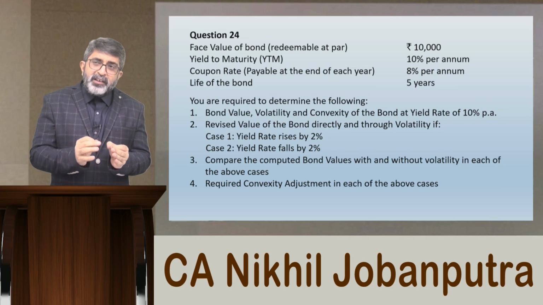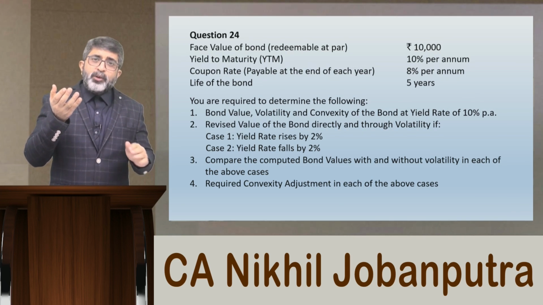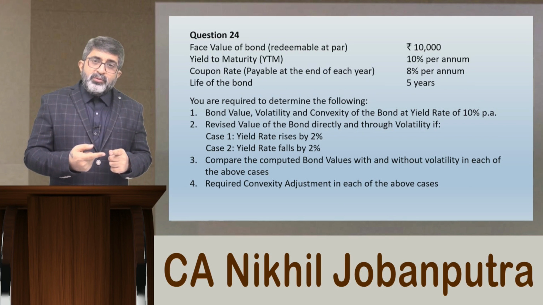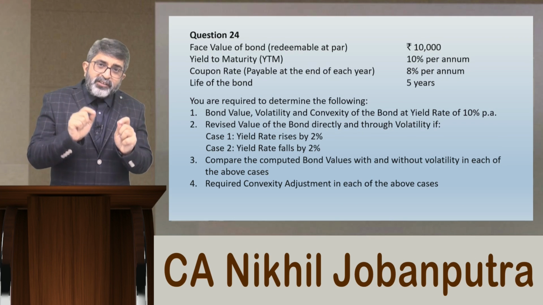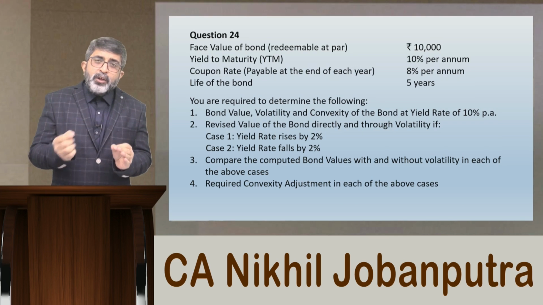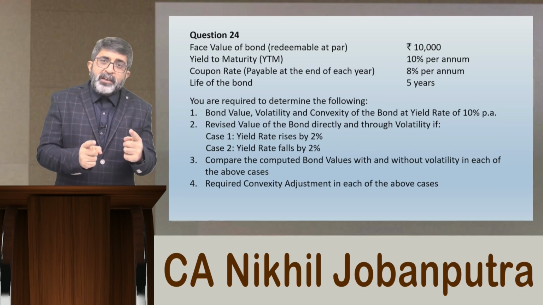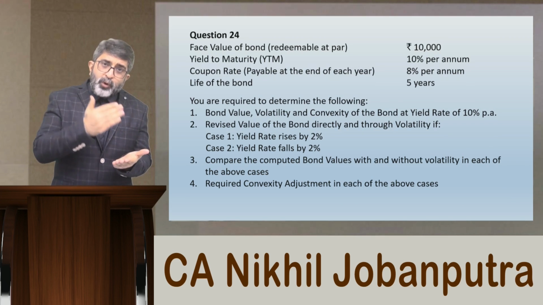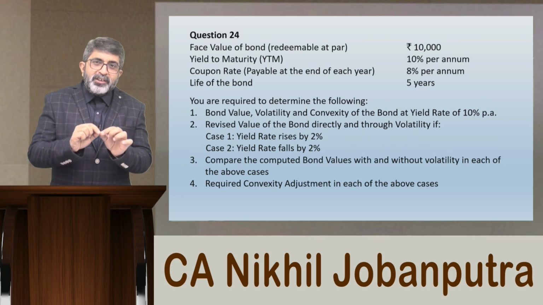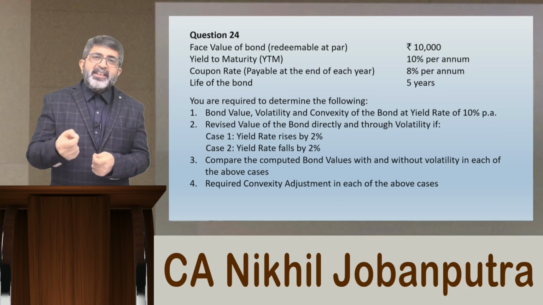In the second part, they are saying that the desired yield rate rises by 2% in one case and falls by 2% in another case. You have to compute the revised bond value by using the intrinsic value calculation and finding the actual change in the values, and then through volatility also you have to find that. When you do that, there will be a gap between the value that you determine through volatility and the value that you determine directly, and that gap can be bridged by applying the convexity adjustment. That is the role of convexity that we have learnt.